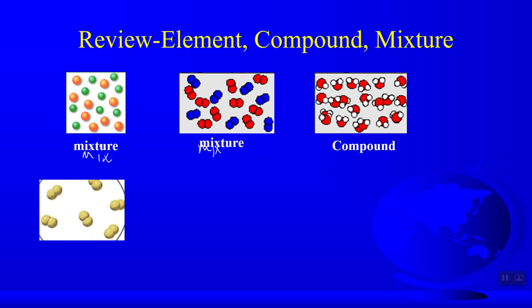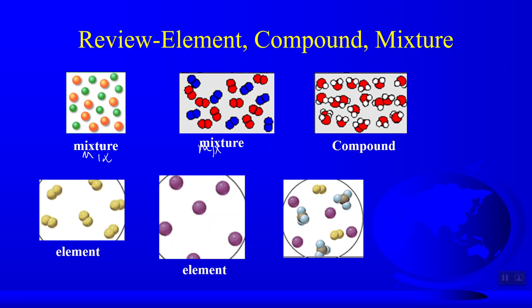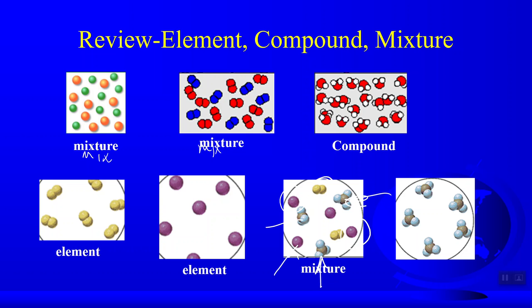All right, so here you have the same type of atom. It's all yellows. Even though they're combined together in couplets, it's still all yellows. So that would be an element. All purples. Element. How about this one? Purples and some gray with blue, three blues, and some yellows. That would be what looks like a mixture of elements, a mixture of compounds, containing compounds. So this would be a mixture. How about this? Same kind of particle, always one gray, three whites. What would this be? A compound.